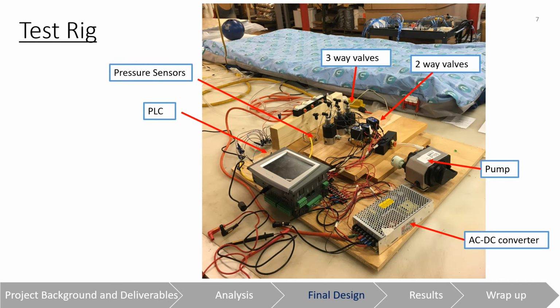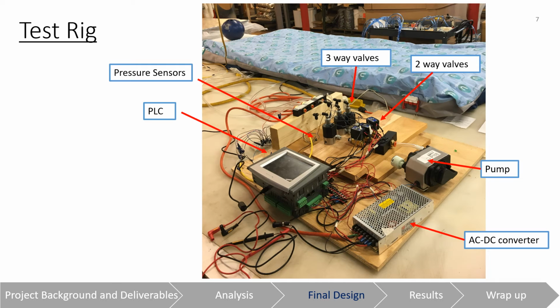This slide shows our final test rig, which includes an AC-DC converter, a pump, 2-way and 3-way valves, manifolds, pressure sensors, and the PLC. The PLC on the left is the brain of the system and has all the ladder logic code downloaded into it. It has a user-friendly interface that anyone can use.